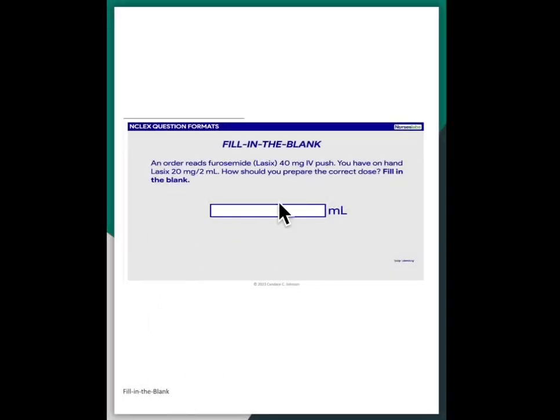So here is an example of a fill in the blank question here. And by the time we're done with this lecture, we should be able to answer this type of question. If you're an RN taking the exam, the NCLEX-RN, then we're going to be working with IV or parenteral meds. However, if you are taking the PN exam, I'll tell you the differences as we come up here.